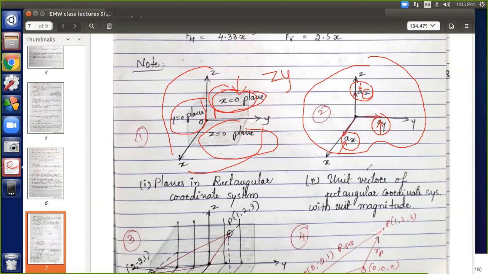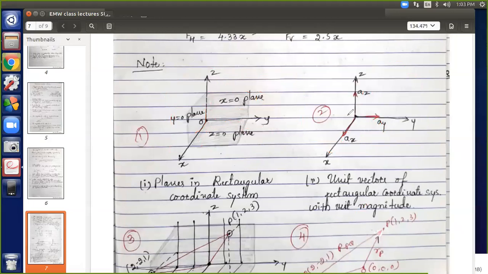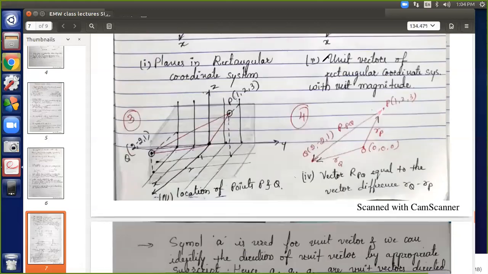So this is a general arrangement of 3 different unit vectors in the rectangular coordinate system with unit magnitude, and if you observe their directions, they are all going out, originating from the center point and going away from it, so they increase in their axis direction. So the first 2 figures are general figures depicting the coordinate system, the planes and the unit vectors. Now going to the third figure.